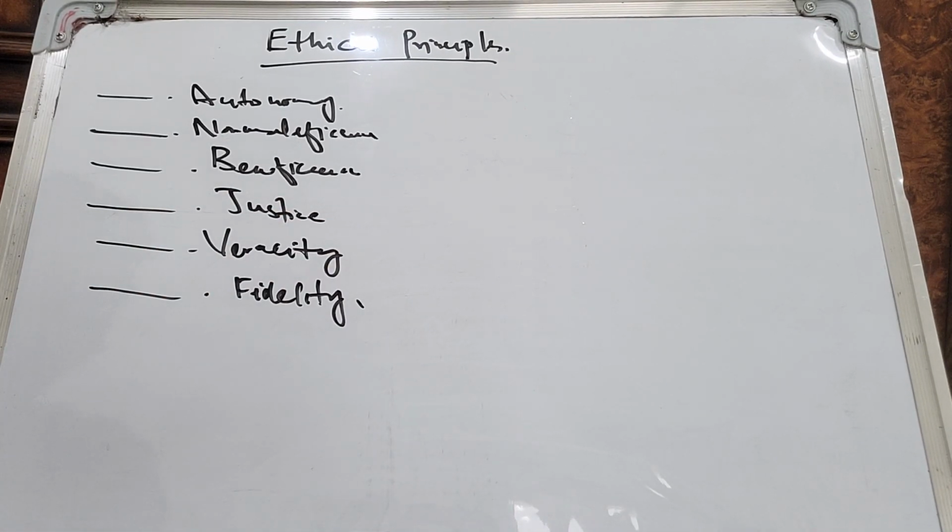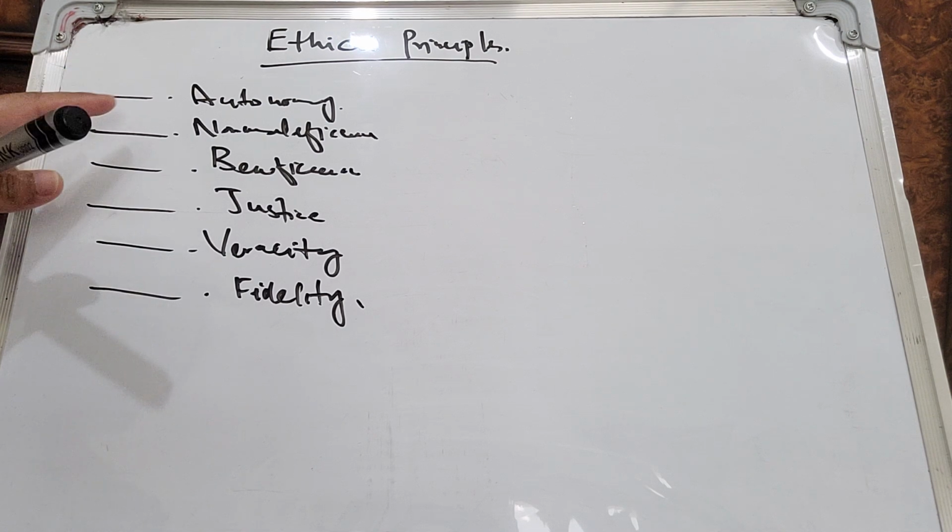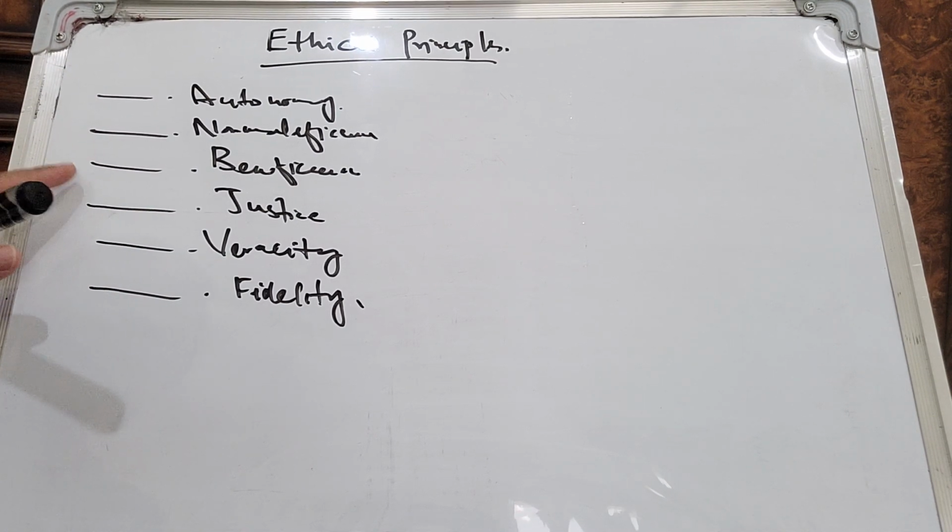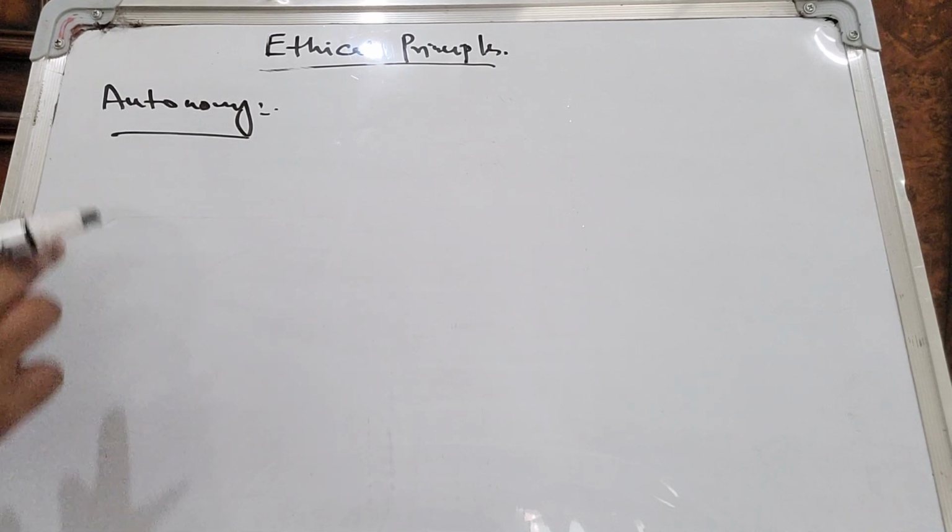These are the ethical principles that we are using in our regular nursing care and in our routine. So we will discuss them one by one. What is autonomy, what is non-maleficence, beneficence, justice, veracity and fidelity. So first we will discuss autonomy.